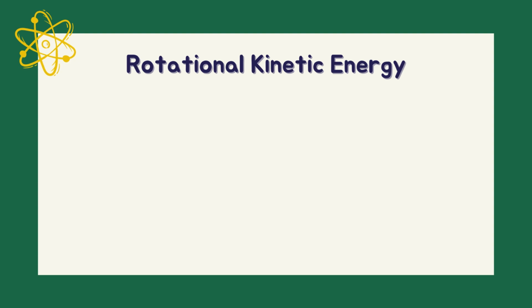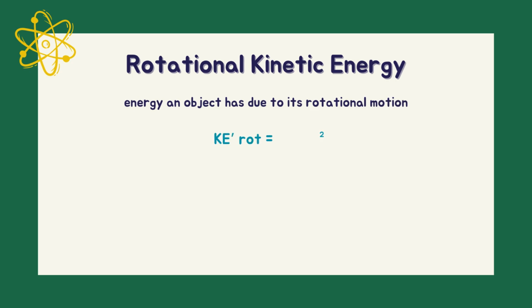Lastly, we're going to talk about rotational kinetic energy, which is essentially the energy an object has due to its rotational motion. It is shown in this equation, which is 1/2 of the moment of inertia times the angular velocity squared. For an ice skater, this energy is associated with how fast they spin or rotate on ice.